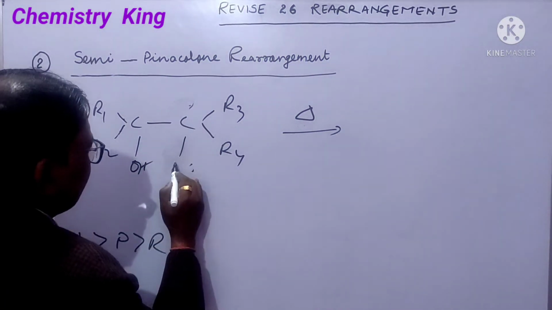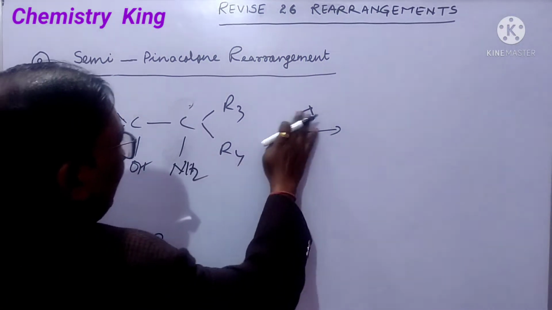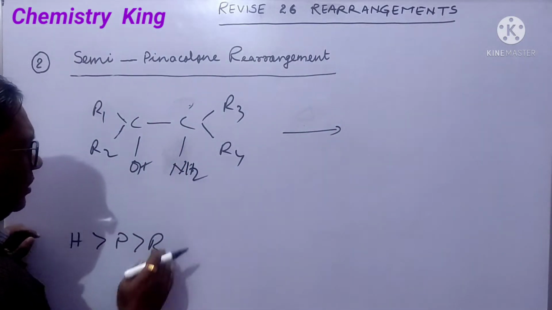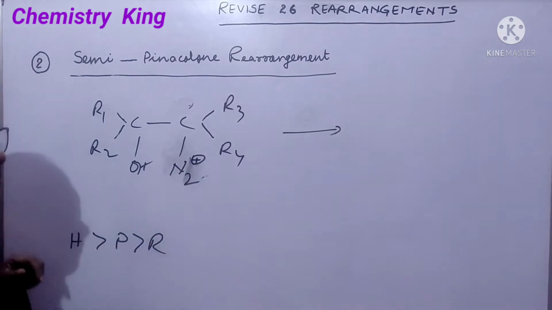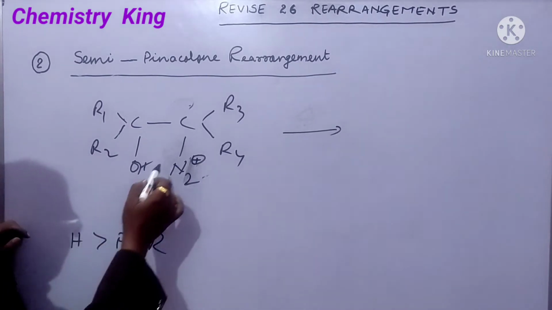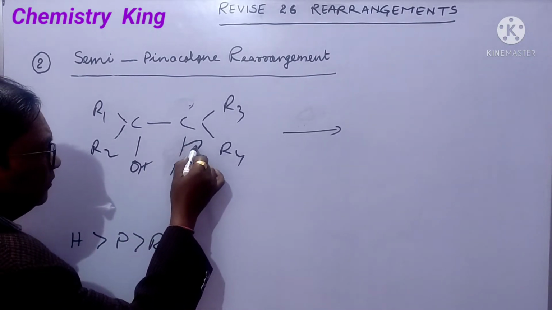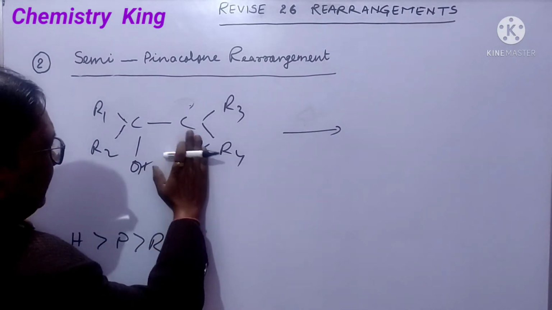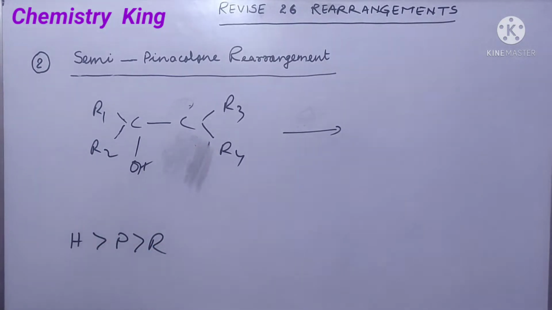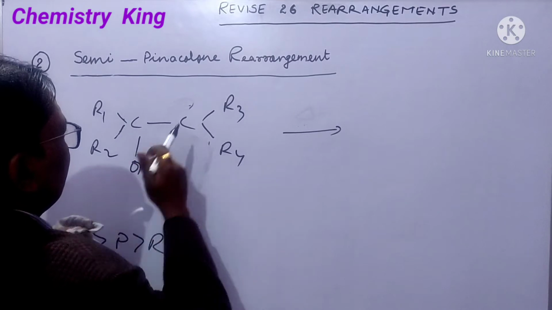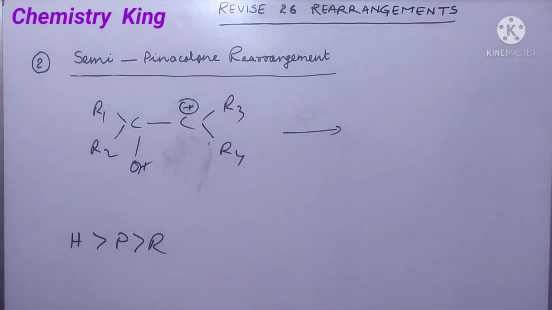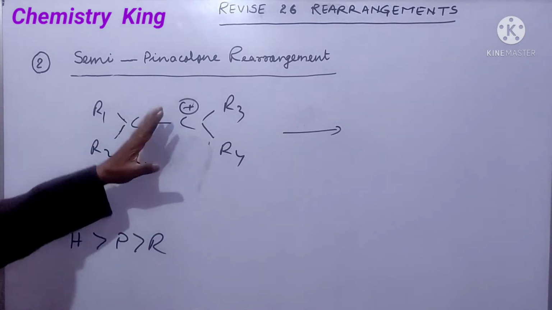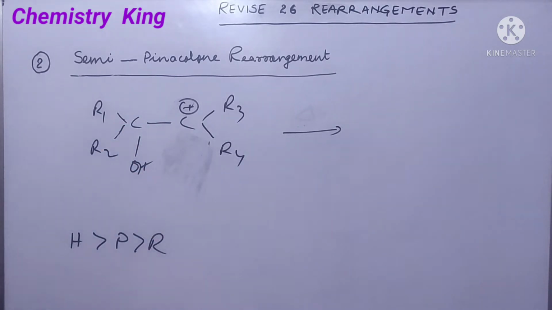If NH2 is here and when it is diazotized, you will get this diazonium salt. Then it will be eliminated, resulting in positive charge here. And in a similar fashion, just like pinacol pinacolone rearrangement, the rearrangement will take place.